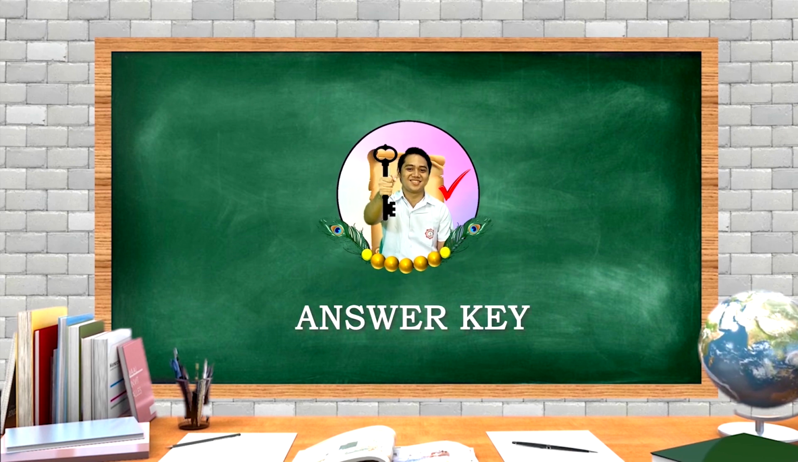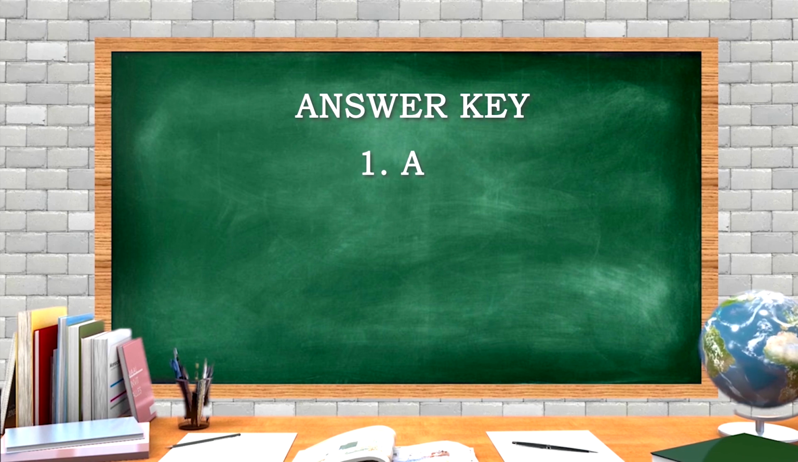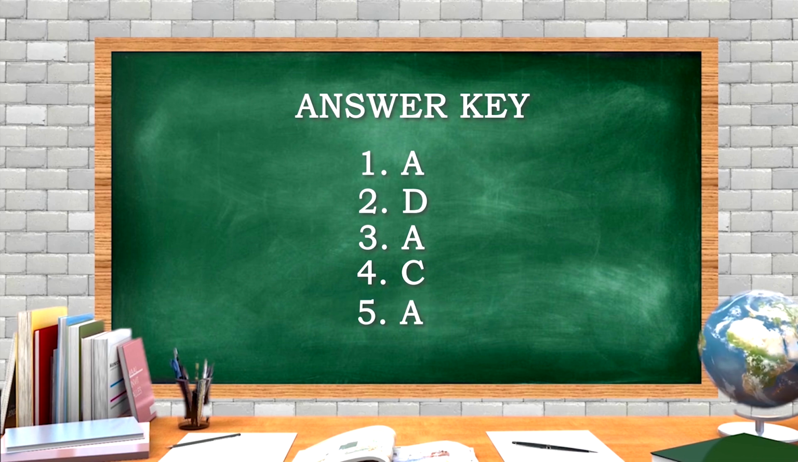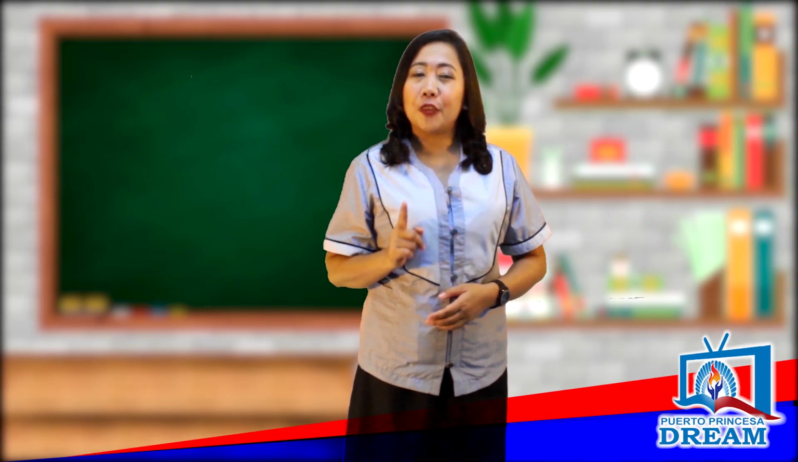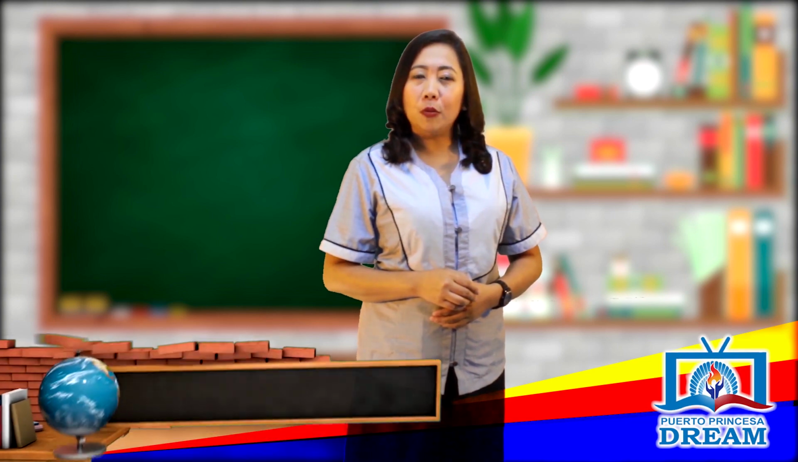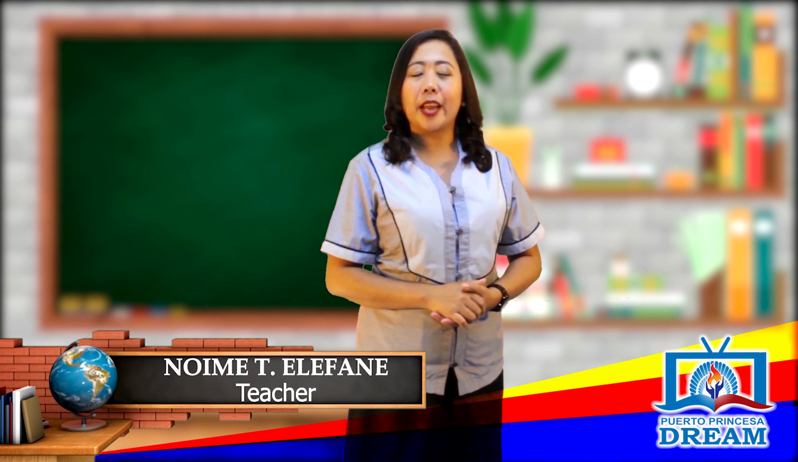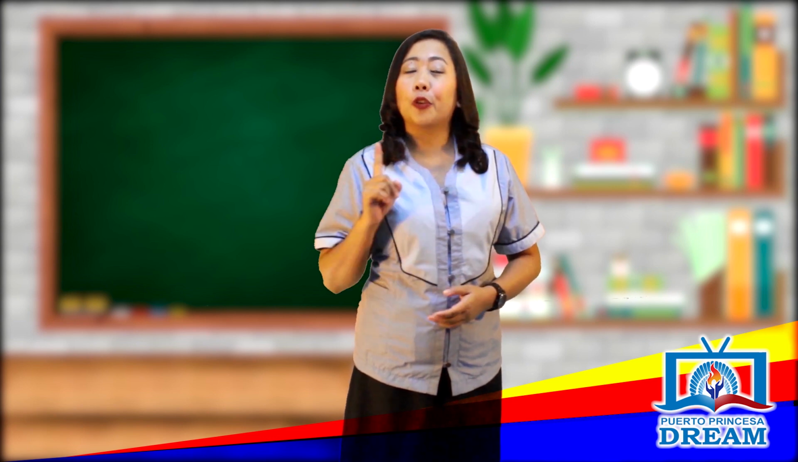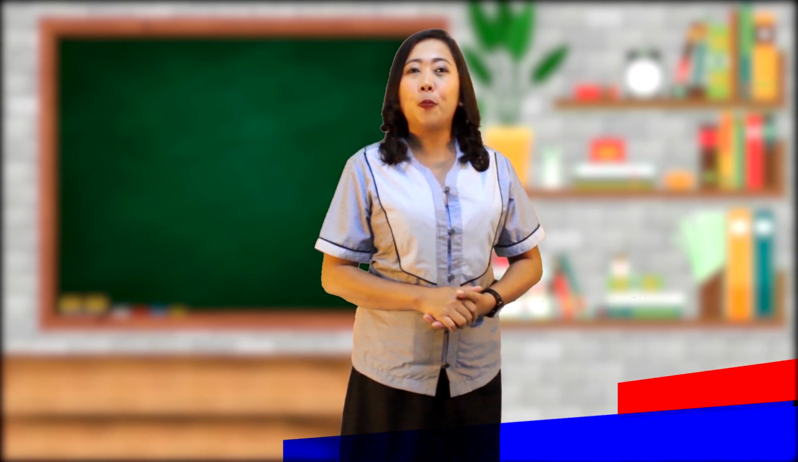Check your answers on the screen. 1A, 2B, 3A, 4C, 5A. How's your score? Did you get a perfect score? If yes, that's great. If no, don't worry. As we go on with this lesson, we will deepen your understanding so you can get a higher score at the end of this episode. Don't forget to take down all important details for you to be guided and cope with the lesson.